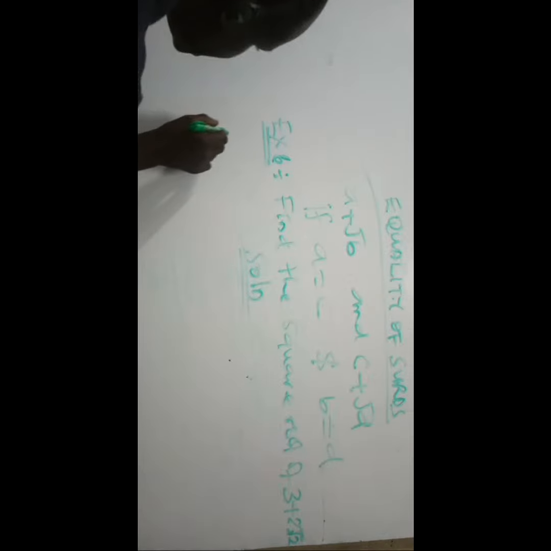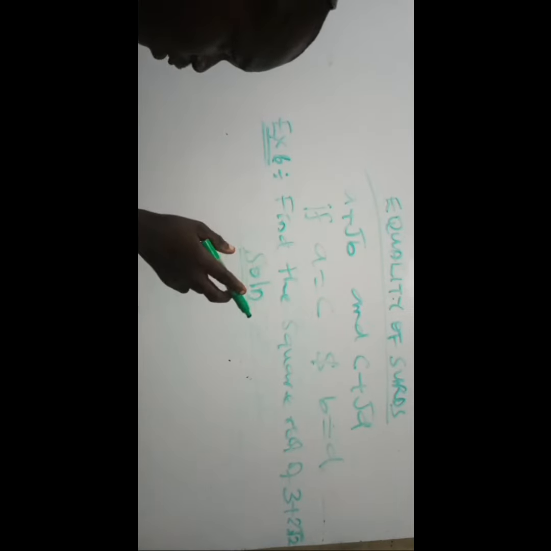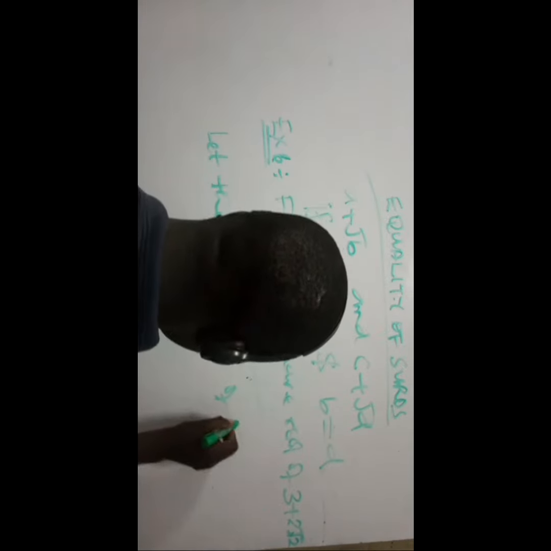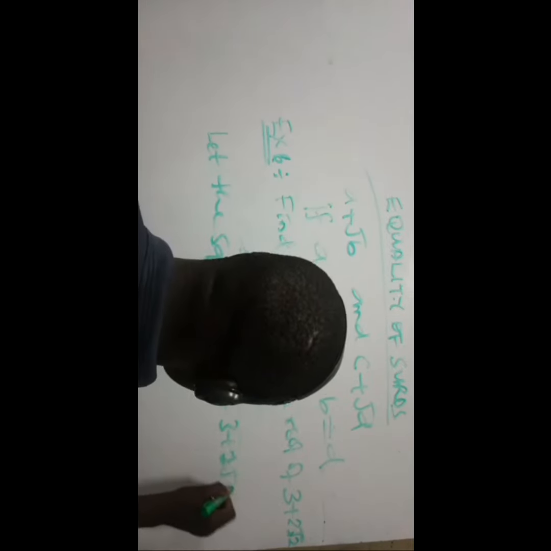So in this case now, this is what we are asked to find. So how do we go about this? We use the let statement. We are asked to find the square root of 3 plus 2 root 2. We now say let the square root of 3 plus 2 root 2 be, let's say, square root of p plus square root of q. We don't know the square root, but we assume it to be square root of p plus square root of q.